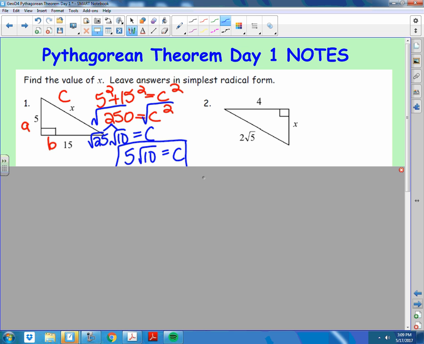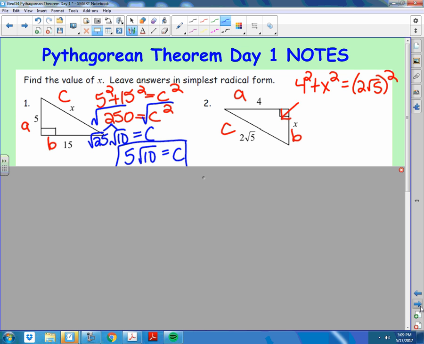Okay? All right, so now let's look at number 2. I want you to kind of watch this so you kind of get this. So again, we go through the steps. Steps are still to find C first, then we label A and B. And then we fill in Pythagorean's theorem, which gives us 4 squared plus x squared equals 2 root 5 squared.